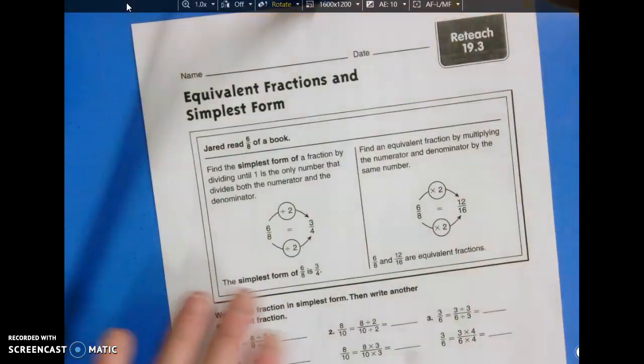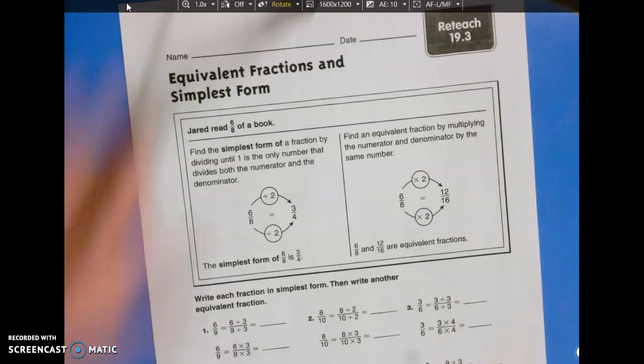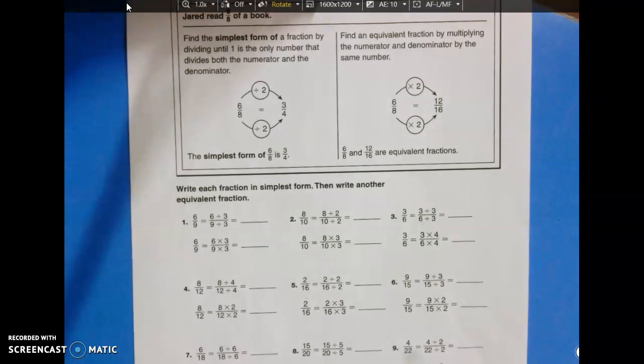So let's take a look now together at Reteach 19.3. Now this paper has made it a little bit almost too easy for us because it has given us the number that we should divide by or multiply by. On the other side, you will have to make sure that you know and pick the right number.